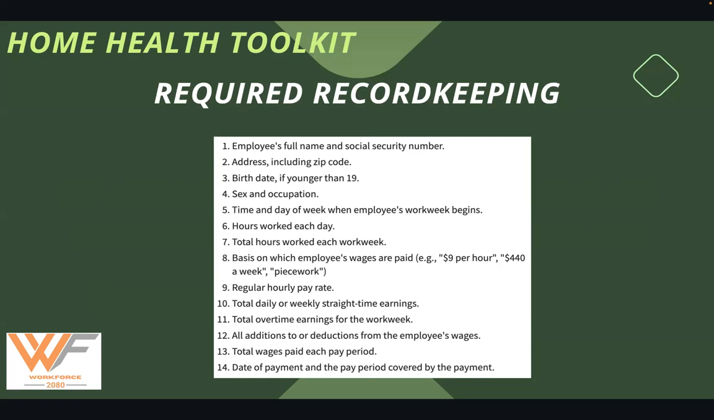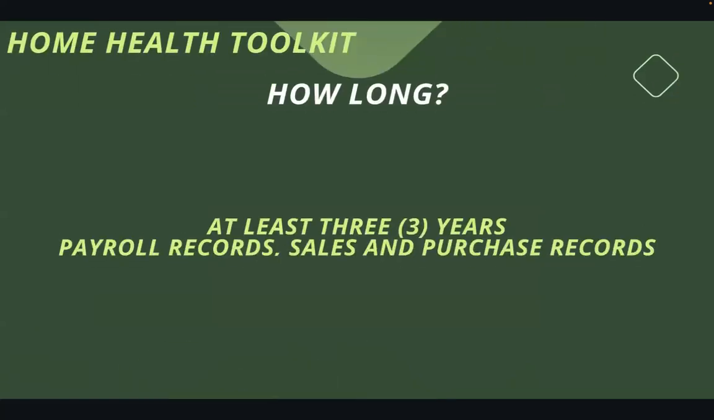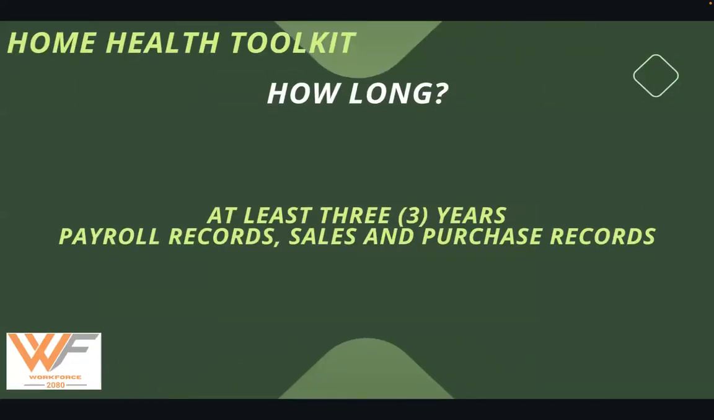Not every per visit person is going to always make per visit money. Sometimes you might have people doing chart audits and you might pay them an hourly rate where they're making $20 an hour to do chart audits. Total daily or weekly straight time earnings, total overtime earnings for the work week, all additions to or deductions from the employee's wages, total wages paid each pay period, and of course, date of payment and the pay period covered by the payment. And that excerpt is actually from the Department of Labor's website. I didn't just make that up, I promise.